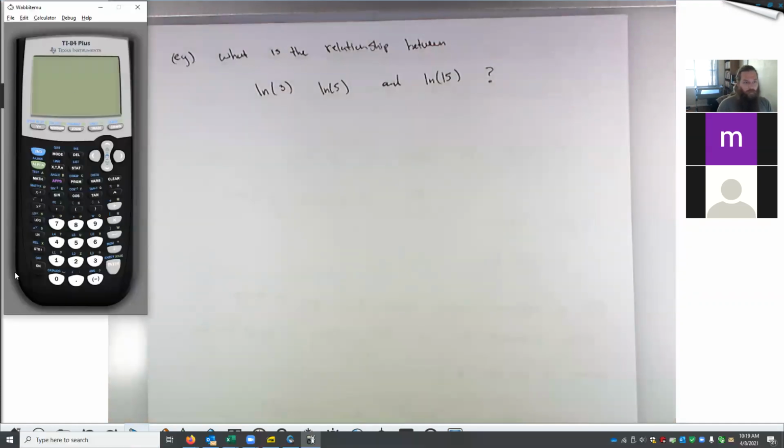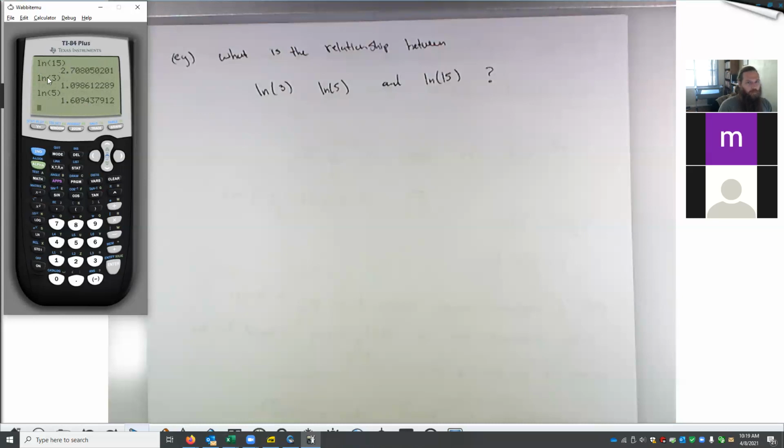Just for giggles, let's get out the calculator. The ln of 15 is like 2.7. The ln of 3, just 3, not 33, is like 1.09. And the ln of 5 is like 1.6.